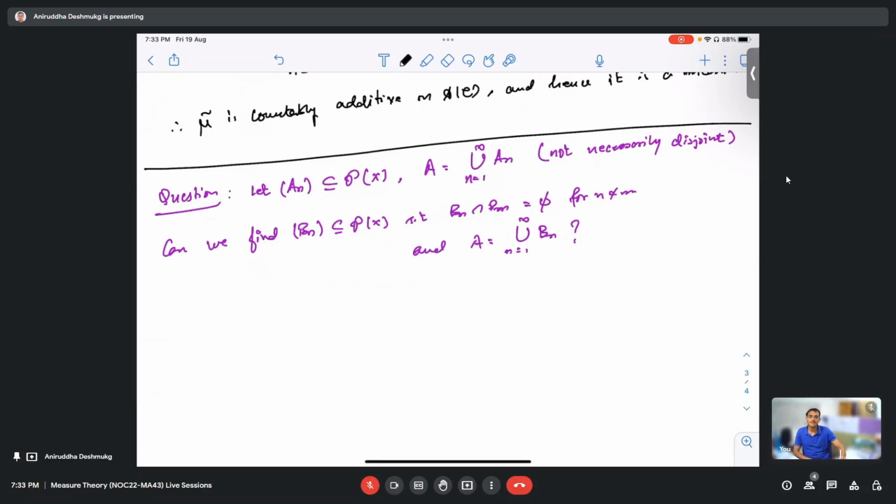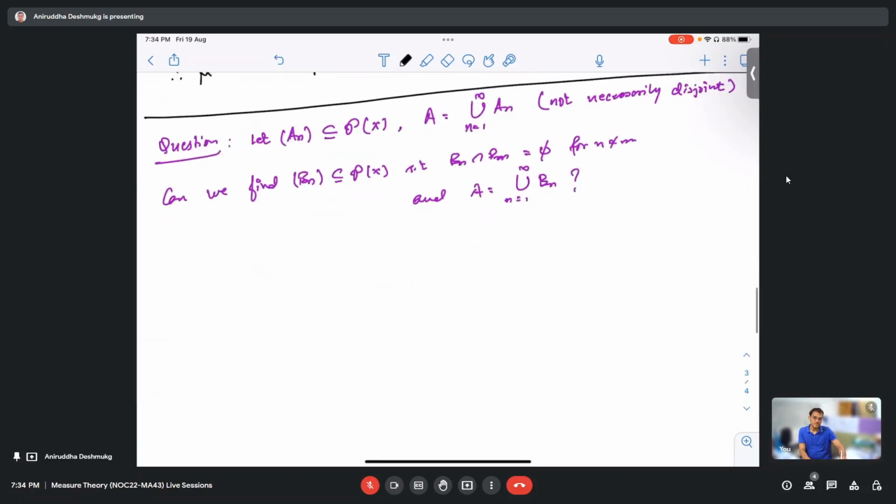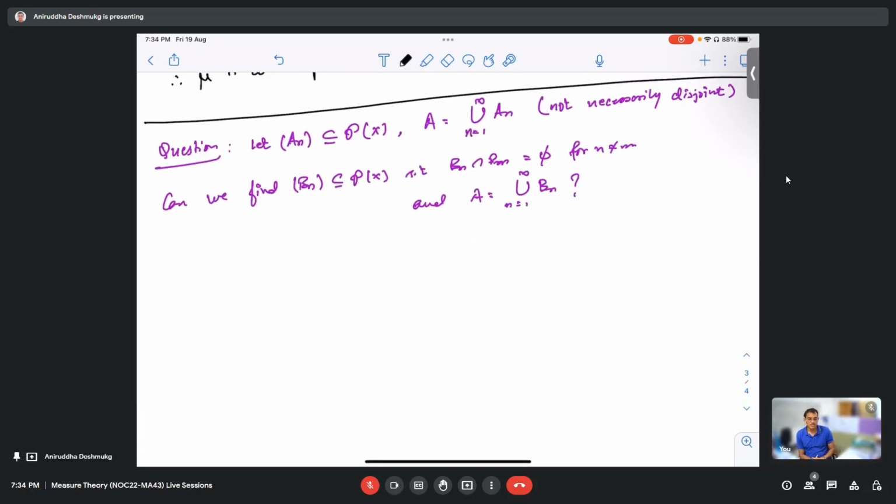Yes, sir, in an algebra, yes, it can be written. Just for the timing, assume that we are in the power set of X. Just forget about everything that we have seen. This is a basic set theory question. Given some sequence in the power set, we have the union. Can we find a sequence in the power set which is mutually disjoint, but the union is still the same?